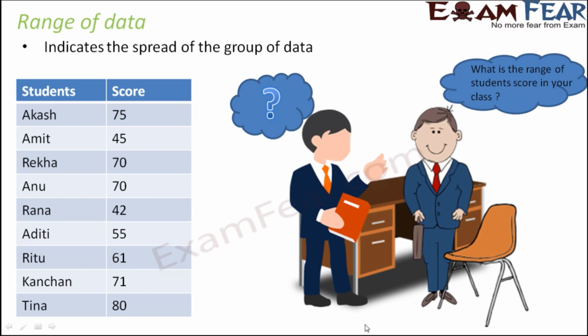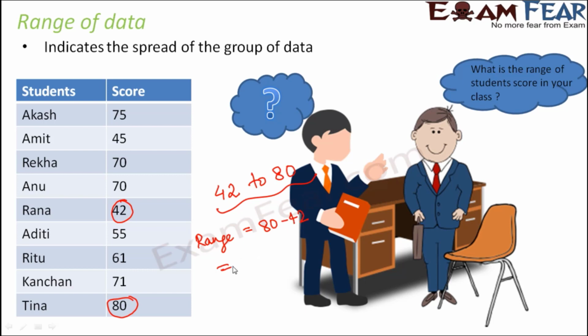When you look at this example, you see that the minimum value here is 42 and the maximum value is 80. So you can say that the range of data lies somewhere between 42 to 80. So this defines the range of data. That means all the scores of students lie somewhere within this range of 42 to 80. If I ask you to calculate the range, the range will be equal to 80 minus 42. That means the difference between the highest value and the lowest value. And this comes out to be 38.